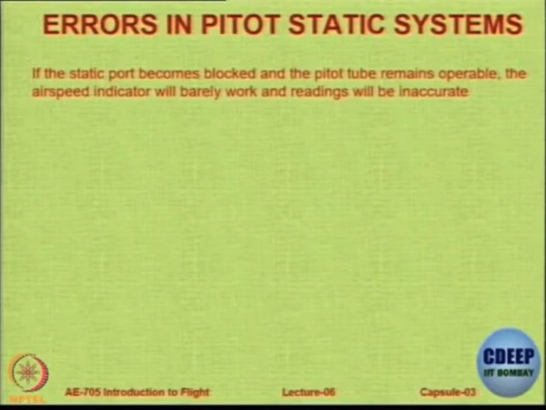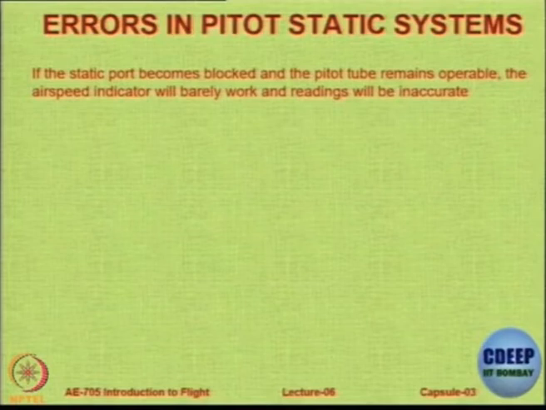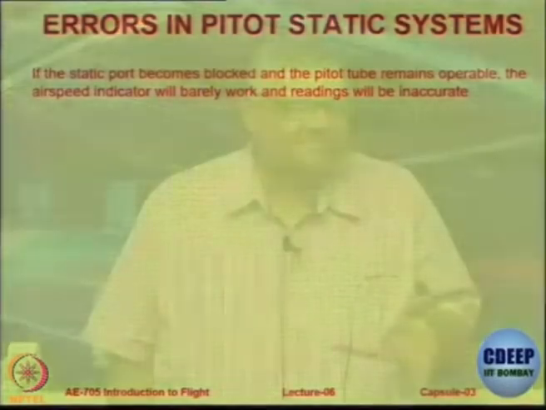So then if the static port becomes blocked, what will happen? The pitot-static tube remains operational, because the system requires a difference of both of them. When the static port is blocked, it will show that there is no pressure there. So the altimeter will freeze in place, because the altimeter needs static pressure and there is none. Whatever the altitude reading is, it remains constant, whatever height you are. So if the altimeter does not change when your altitude changes, it means the static port is blocked. Similarly, the vertical speed indicator will not change either, because there is no difference in pressure now. Whatever pressure is recorded, it will read that only. Therefore, vertical speed also will not change.